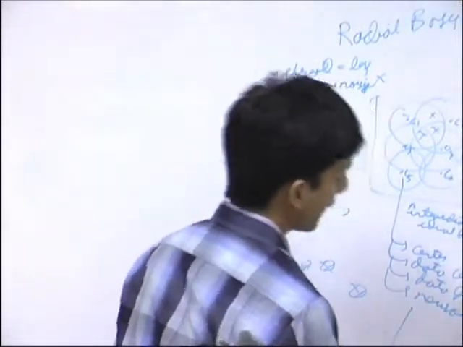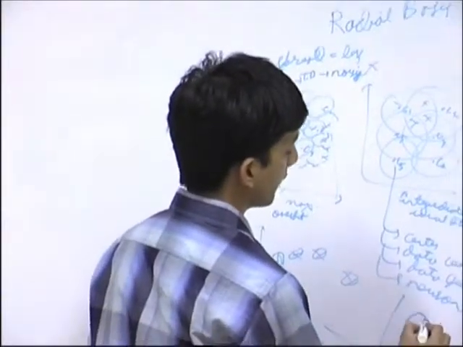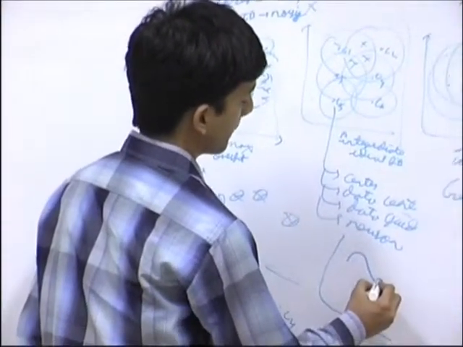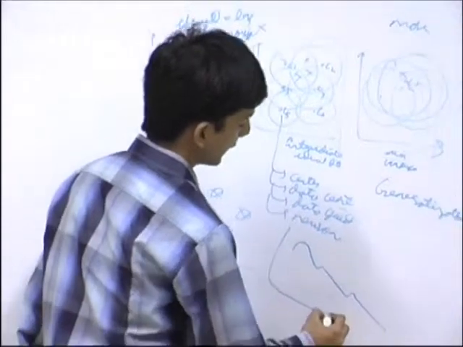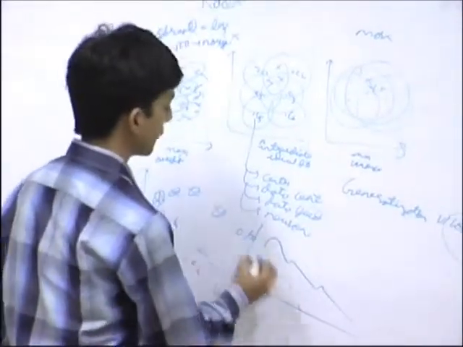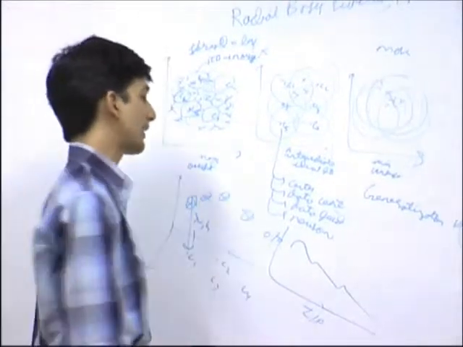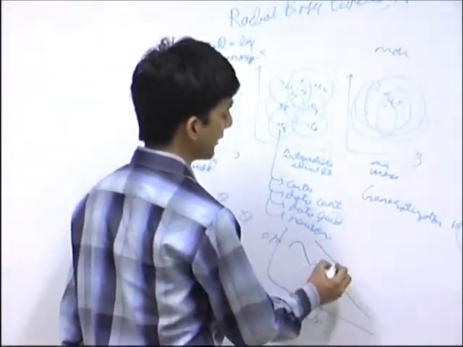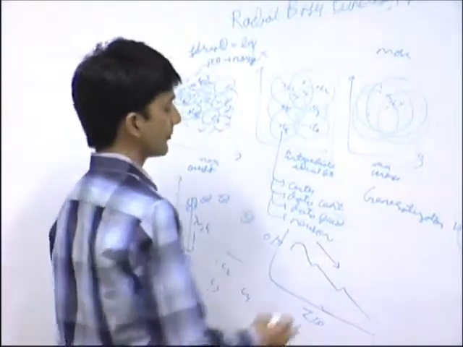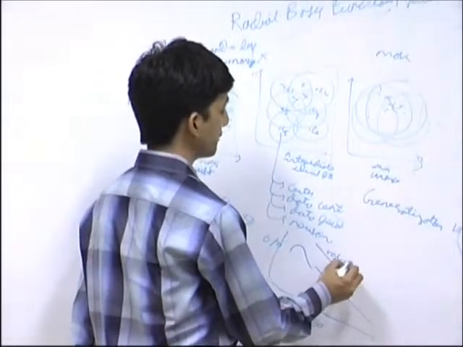So if this is my output space for any kind of input, I can see that there is a general downfall in the value of output.